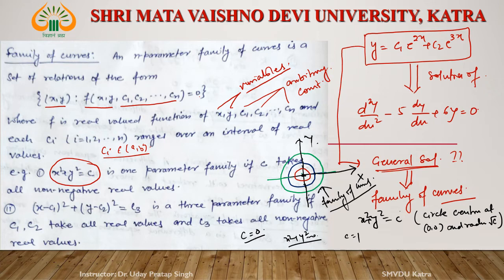Now see the second example. (x minus c1) square plus (y minus c2) square is equal to c3. Right? What is c1 and c2? c1, c2 is the center. Okay. And with c1, c2, c3 we get the radius of the circle. Center at (c1, c2). Right? And radius is square root of f square plus g square minus c. Yeah? Then this is the family of circles. This represents the family of circles, for different values of c1, c2 and c3, where c1, c2, c3 are the parameters. Okay.